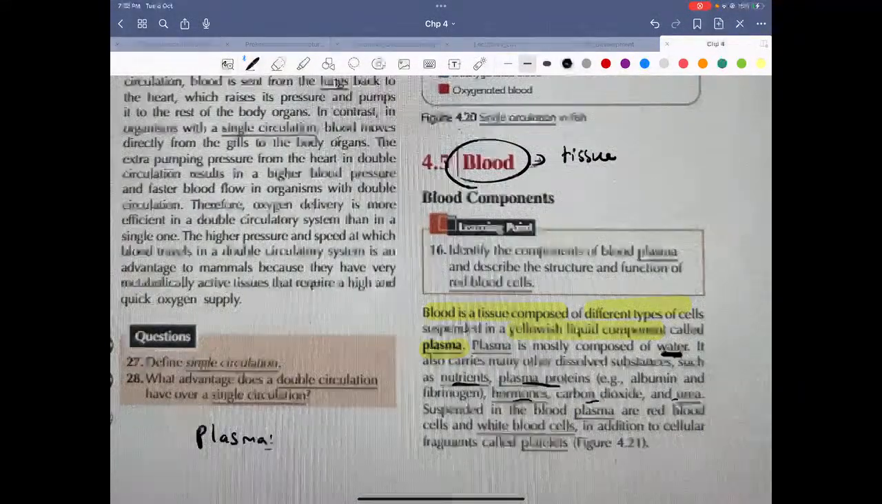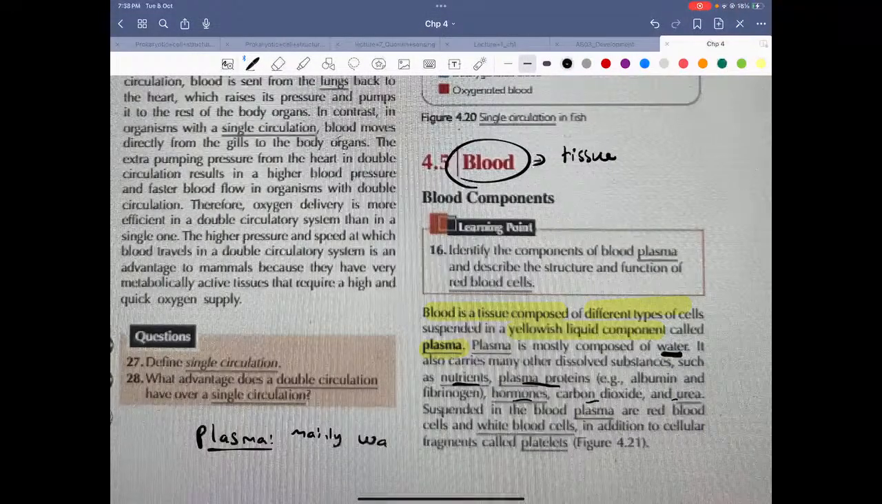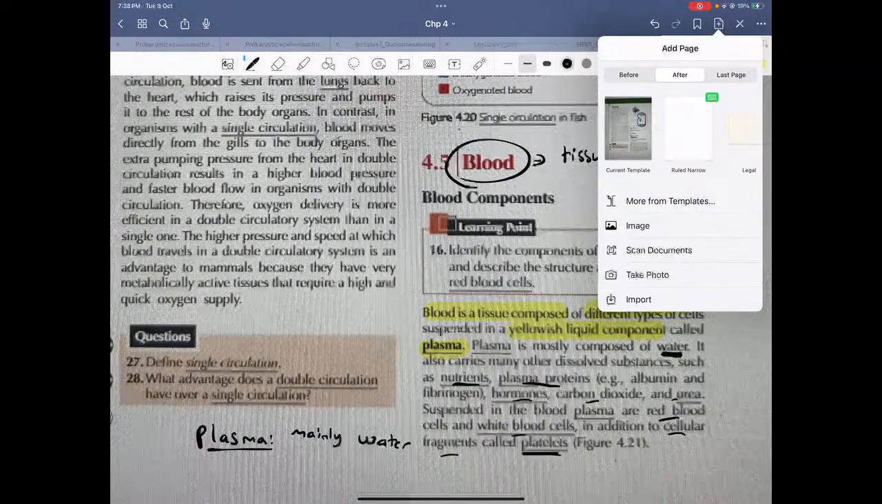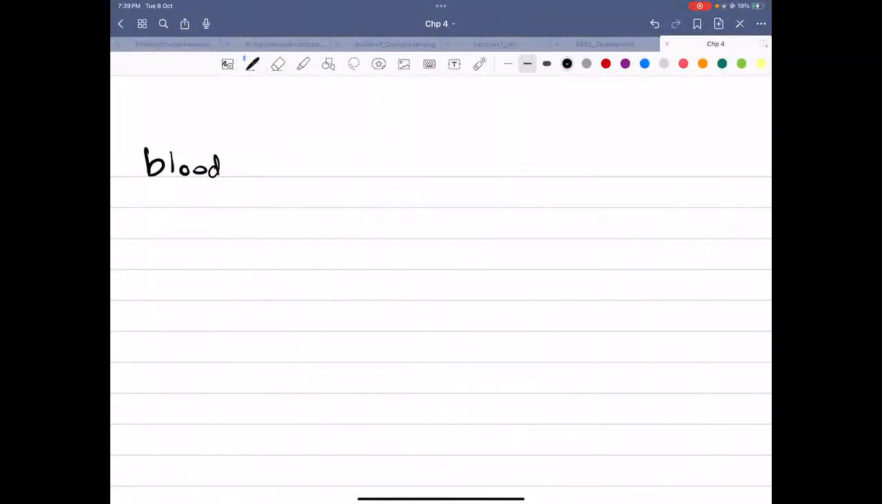Plasma, mainly composed of water, but it also has other dissolved substances, as we mentioned: nutrients, plasma proteins, hormones, etc. Now in this blood plasma, what do we have? We have red blood cells, we have white blood cells, and we also have cellular fragments called platelets. So let me write them down for you guys. Remember the plasma is the yellowish liquid component that's mainly made up of water and other dissolved nutrients. So what type of cells does it have? It has red blood cells, white blood cells, and platelets. Platelets are basically cellular fragments. Now what is the function of each one?